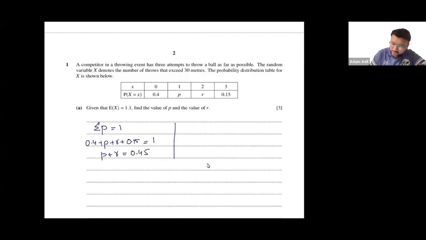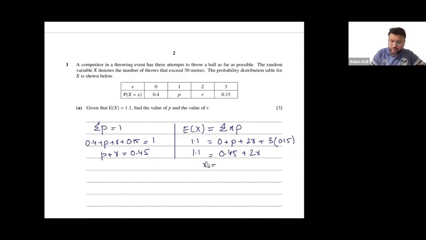And the second equation would be E of x, the expected value, that is equal to sigma xp. So 0 times 0.4, that's 0, 1 times p plus 2r plus 3 times 0.15. The expected value is given to be 1.1. 3 times 0.15 is 0.45 plus 2r equals 1.1. Solve for r.